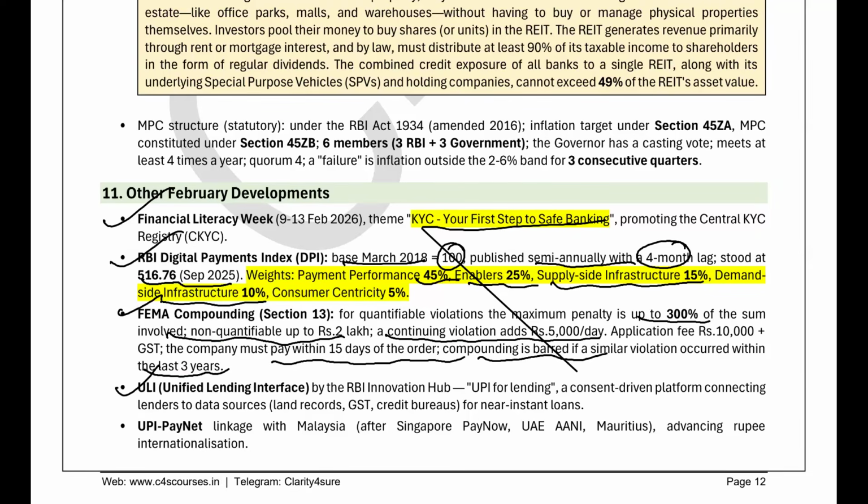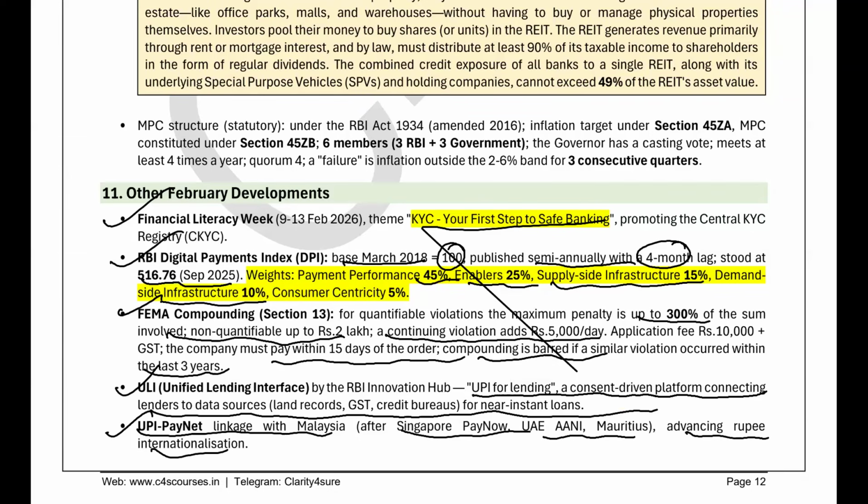ULI, that is Unified Lending Interface by the RBI Innovation Hub. ठीक है, ये है ULI, that is Unified Lending Interface. It is important. UPI for lending, a consent-driven platform connecting lenders to data sources, land record, GST, credit bureaus for near instant lending. UPI PayNet linkage with Malaysia, ये याद रखना. After Singapore PayNow, UAE, ANI, Mauritius, advancing rupee internationalization. This was also in the news.